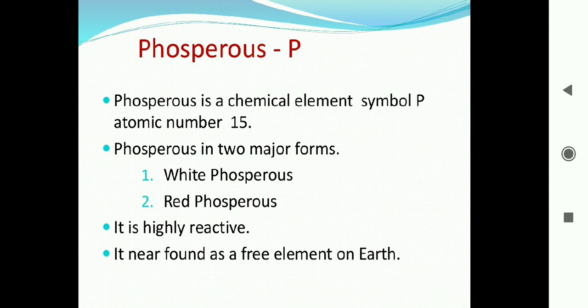The second important element or nutrient is phosphorus. Phosphorus is required by the plant for its growth and development. The element has atomic number 15, and phosphorus is found in two forms, white phosphorus and red phosphorus. In both forms the plant absorbs this phosphorus. It is highly reactive in nature, and is never found as a free element on earth. So it is bound in compounds, and is available to the plant for its growth and development.